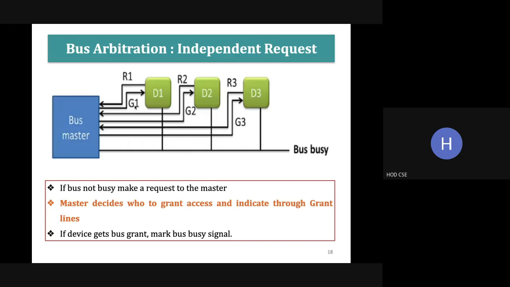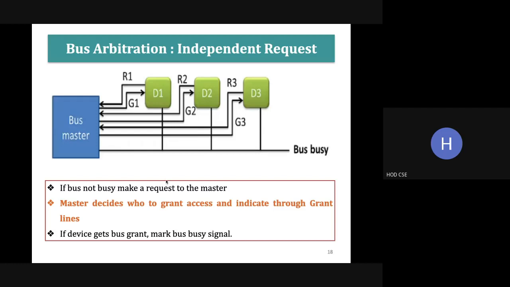So according to the priority, the devices will be selected. Suppose D2 needs the bus, it will request the master through this R2, and if the system bus is free, that will be indicated through this grant signal G2. Okay, so when the system bus is free, D2 can access the system bus and go for data transfer, and it will make the bus busy signal high. Hope you got it. Okay.